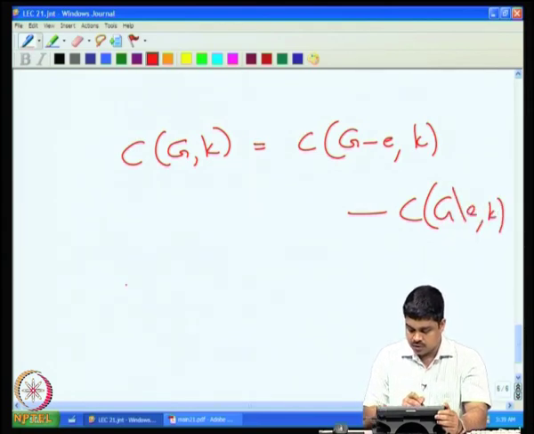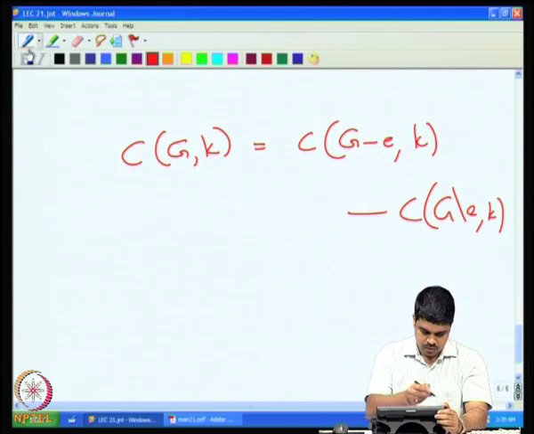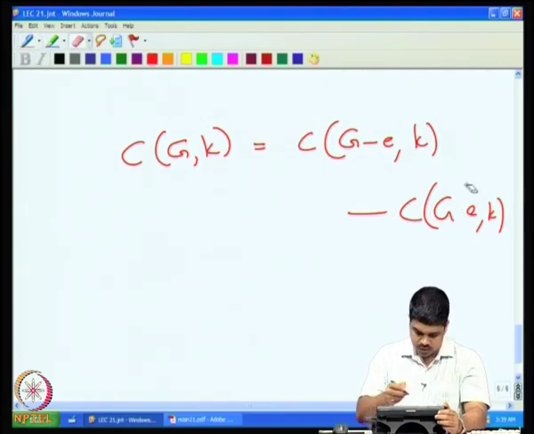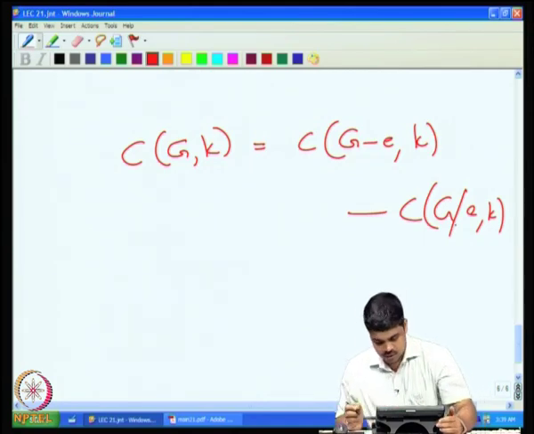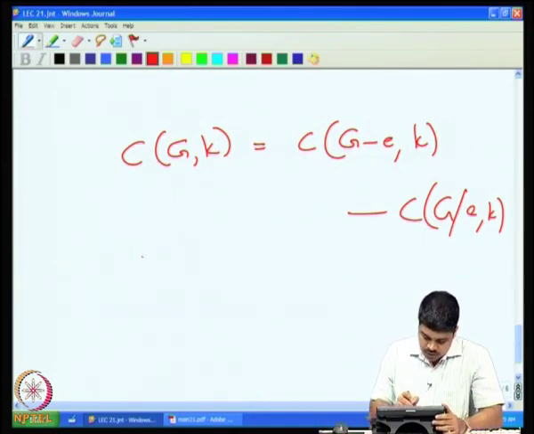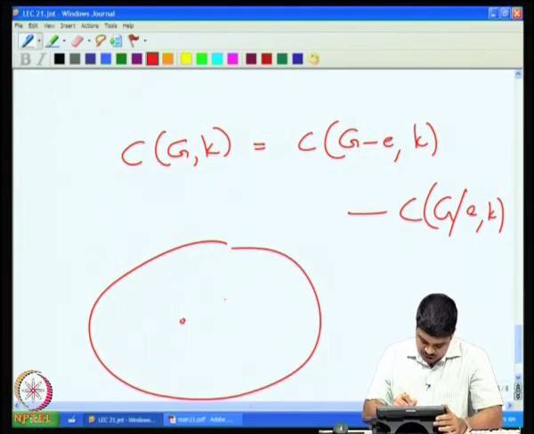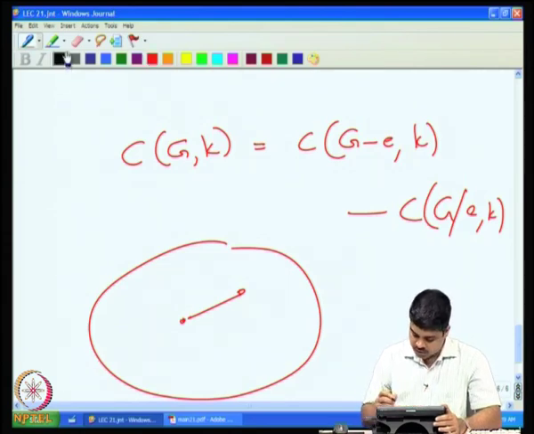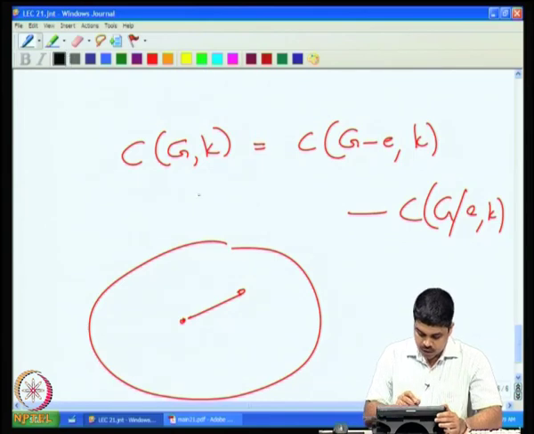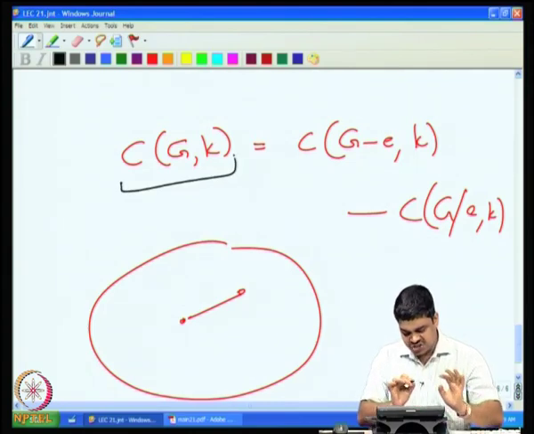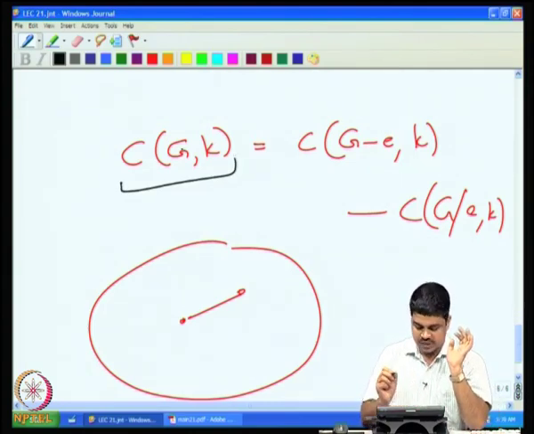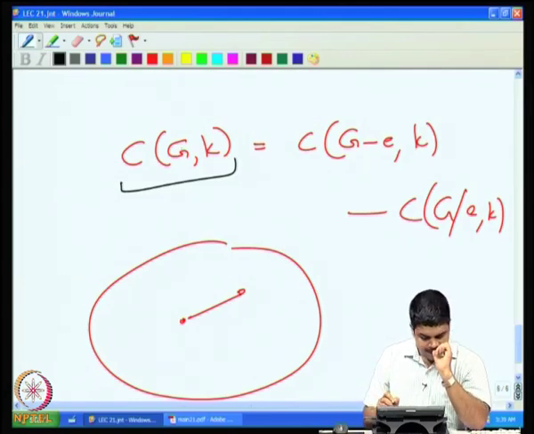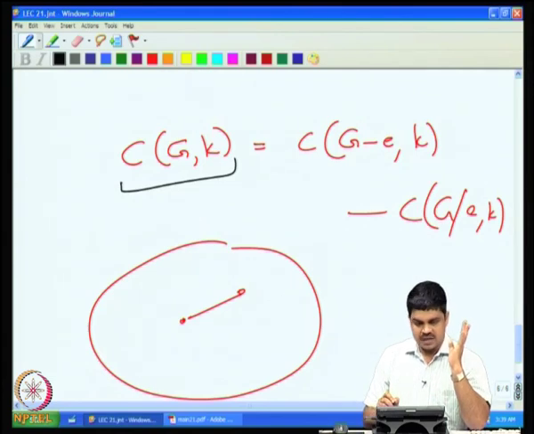So what does it mean? Contraction is written like this. Suppose this is the graph, and you take an edge e in the graph. Now you can ask how many ways you can color this. So there are two types of coloring of G with K colors, and you can take each coloring of G using K colors and categorize them.